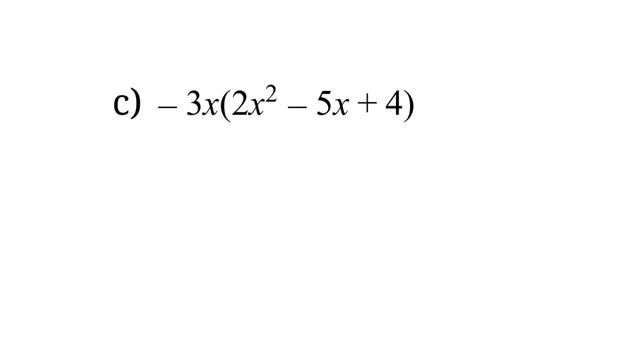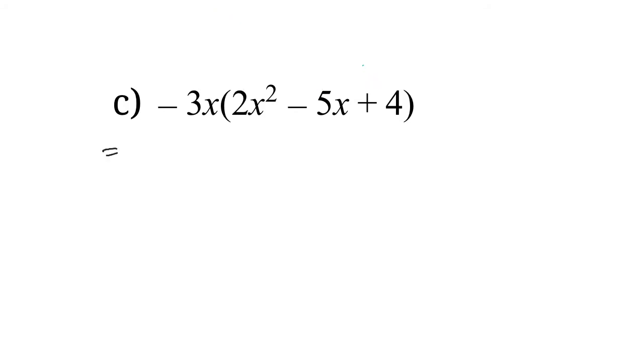All right, now give this question a try. Negative 3x multiplied by 2x squared minus 5x plus 4. So it's the same idea, you're just multiplying now 3 times. So you've got 3 different multiplications that you have to perform in order to get your final answer. So pause the video, try it on your own, and then come back to see the full solution.